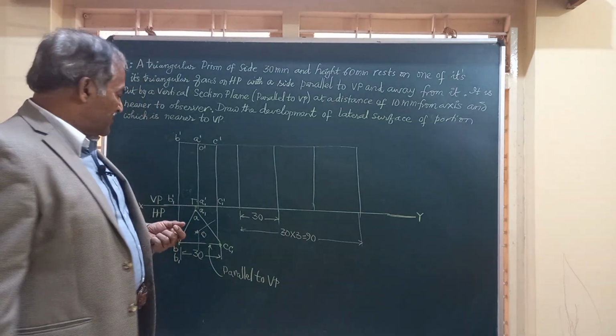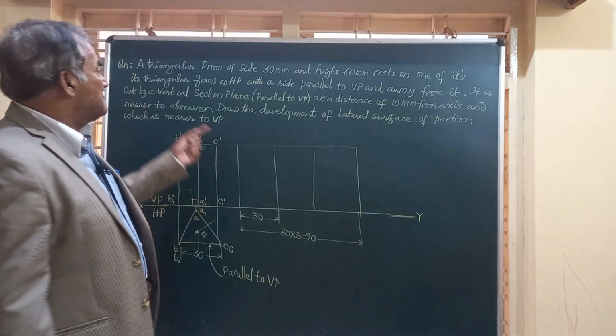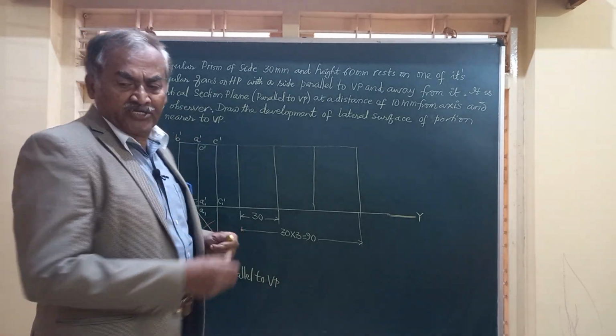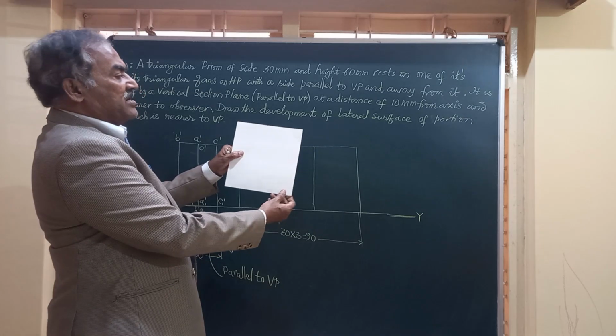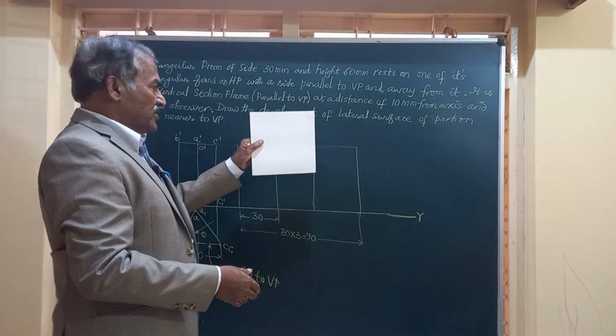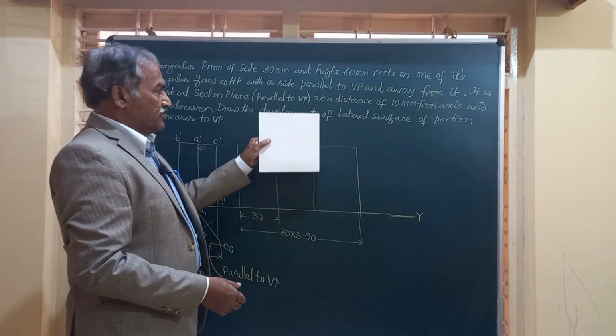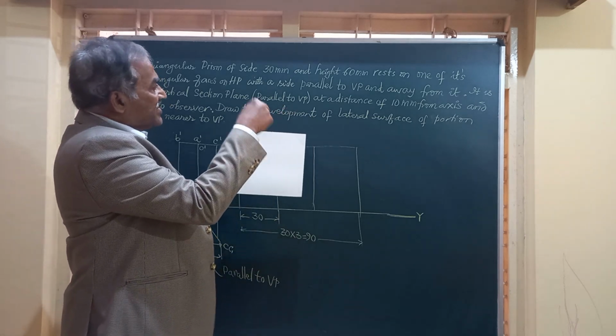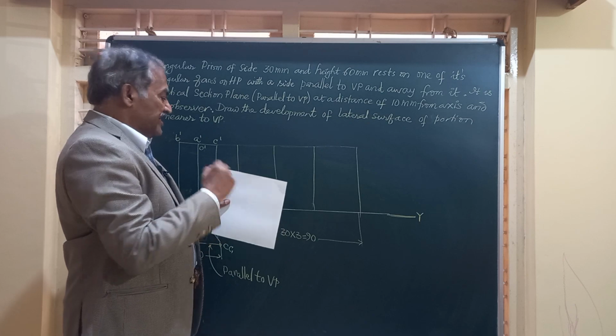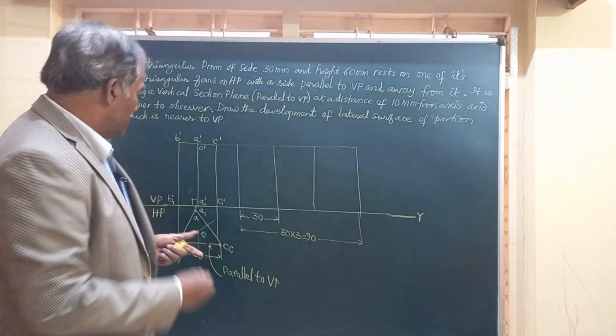And what does he say about the section plane? He says that it is cut by a vertical section plane. Friends, a vertical section plane means a vertical blade. So that vertical section plane is parallel to VP and is at a distance of 10 millimeters from the axis. It is cutting the solid.